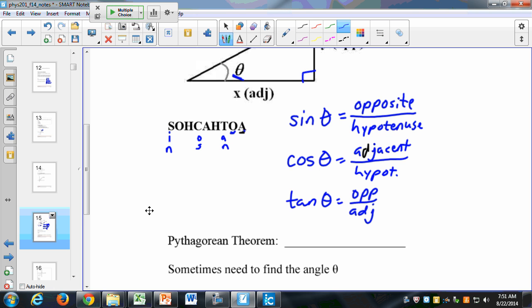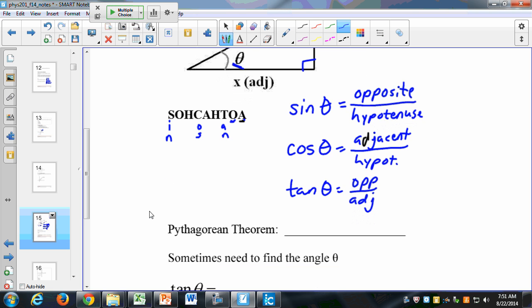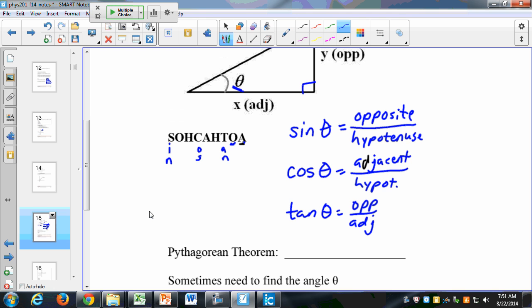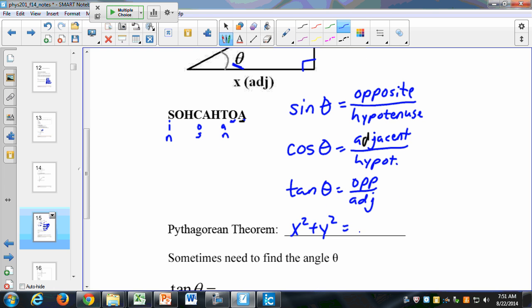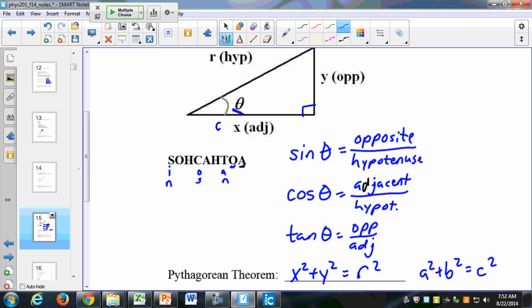Now, the Pythagorean theorem says that the sum of the squares of the two sides of the triangle, that is x squared plus y squared, is equal to the square of the hypotenuse, which I labeled up there as r squared. You might see this sometimes as a squared plus b squared equals c squared, where we have these sides a, b, and c. All right, that's the Pythagorean theorem. We'll use that in just a few minutes to find a triangle.